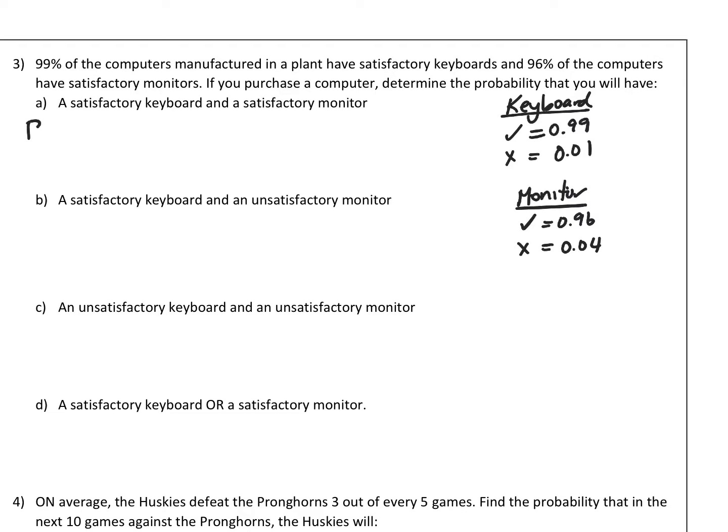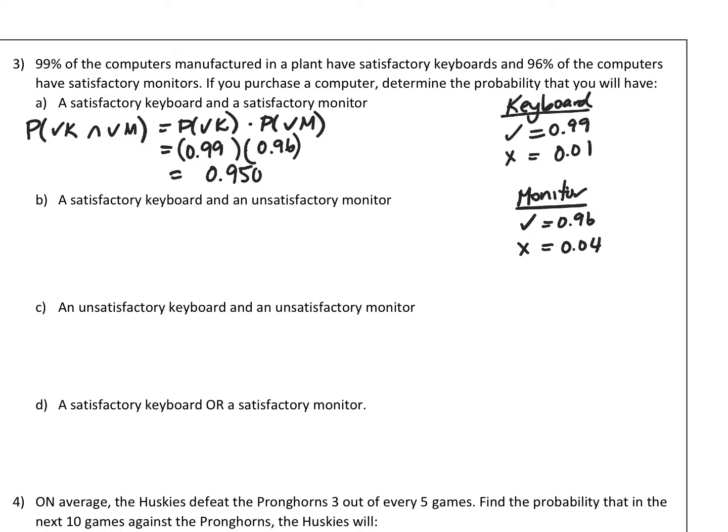So the probability that I get a satisfactory keyboard and a good monitor is going to be the probability that I get a good keyboard times the probability that I get a good monitor. That's a little check mark there, by the way, not a B. So the probability of a good keyboard is 0.99 and a good monitor is 0.96. So 0.99 times 0.96 will give me 0.9504.